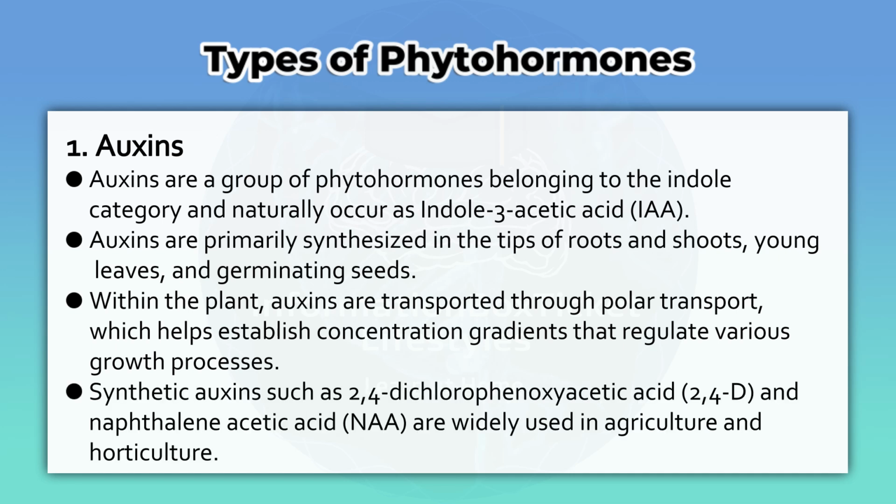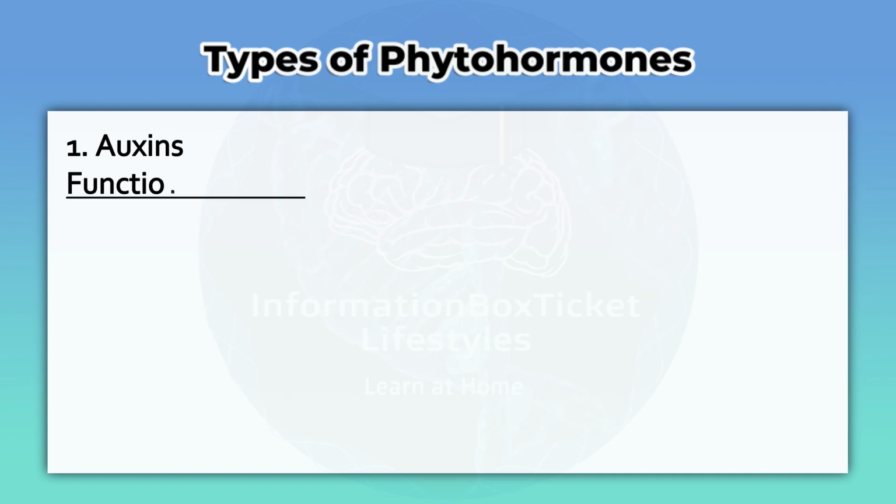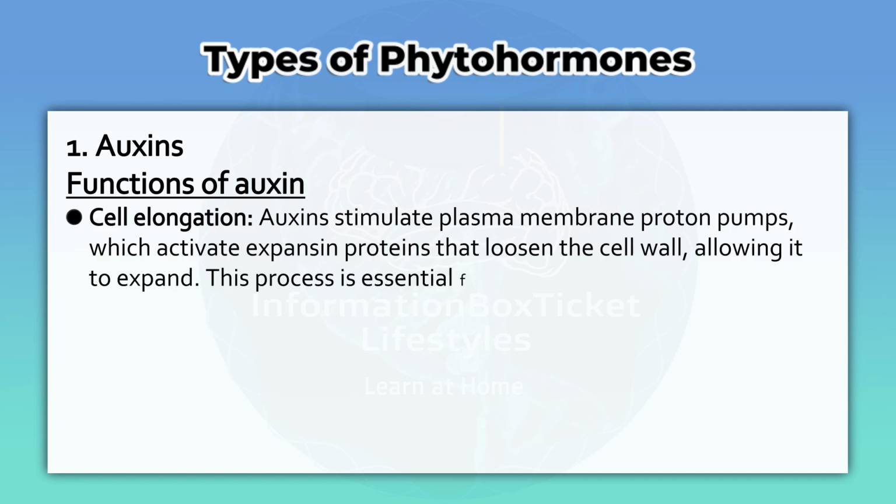Synthetic auxins such as 2,4-dichlorophenoxyacetic acid, 2,4-D, and naphthalene acetic acid, NAA, are widely used in agriculture and horticulture. Functions of auxin. Cell elongation. Auxins stimulate plasma membrane proton pumps, which activate expansin proteins that loosen the cell wall, allowing it to expand. This process is essential for stem elongation.